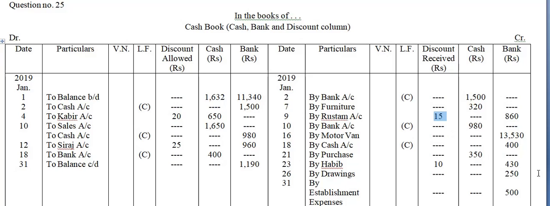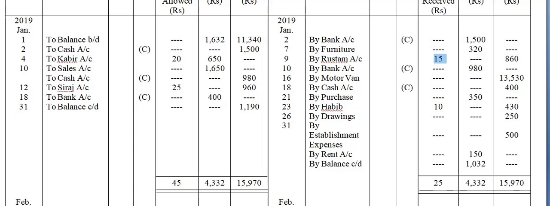Ultimately, what you do for discount is you will just find the total. You won't do the balance CD and BD for discount. Be it discount allowed or discount received, you will just write the total, that's it. 20 plus 25, 45, finished for discount allowed. And for discount received, 15 plus 10, 25, finished. No need to match the balance. There will be no CDBD for discount allowed and discount received.